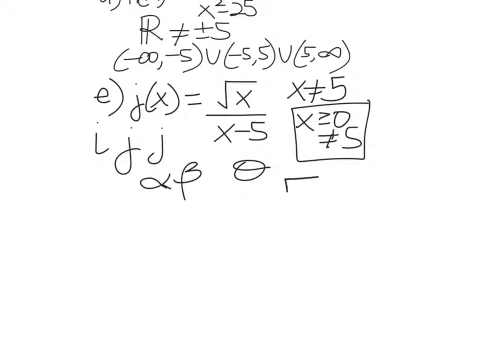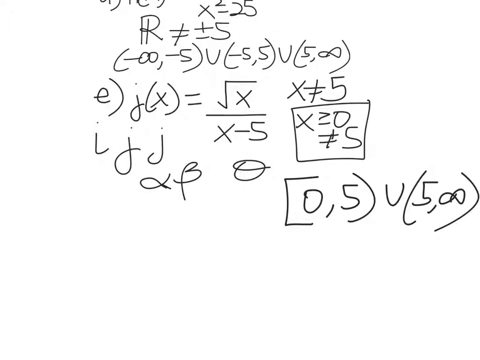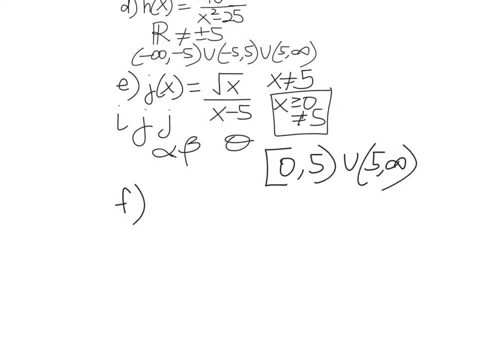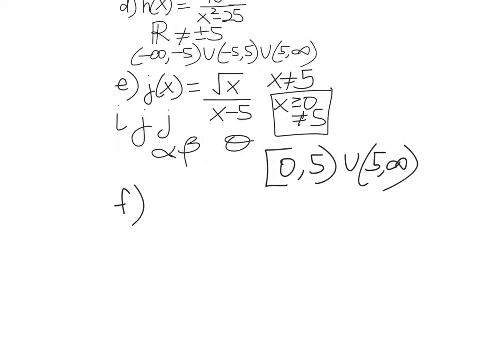And you could write that as 0 to 5 union 5 to infinity. No. Here's all. I love that. I love interval notation. Okay, you would use that? Yeah, you wouldn't? It's kind of nice. Yeah, I like it.